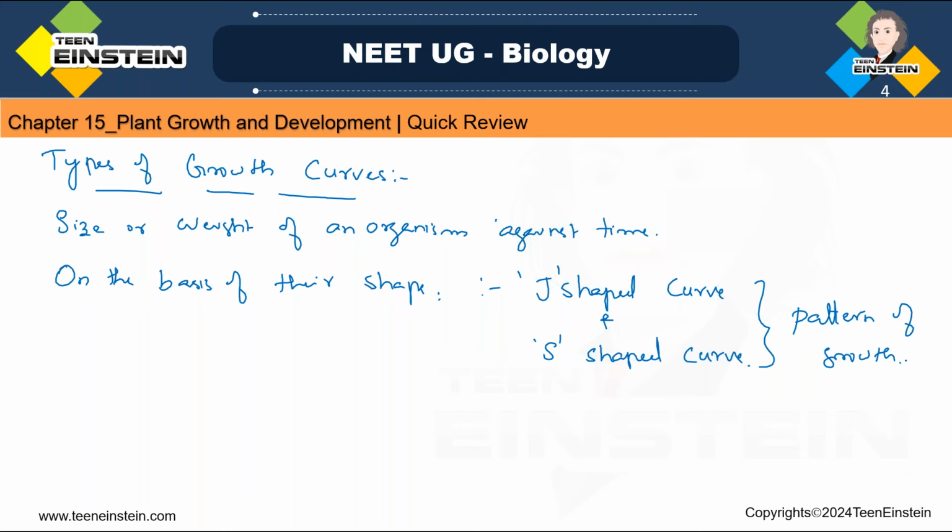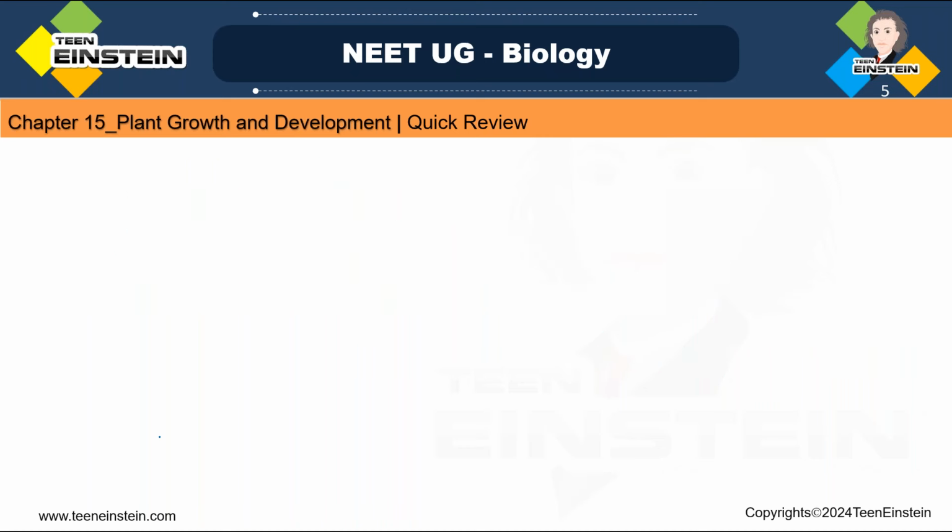So how will we plot this J-shaped or S-shaped curve? The J-shaped curve is also called the geometric growth curve. In the geometric growth curve, in this type of growth, the progeny retains the ability to divide.